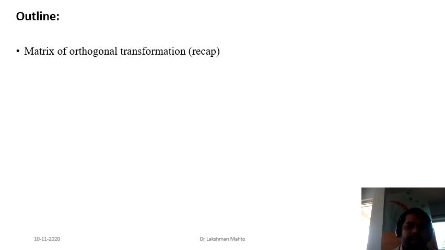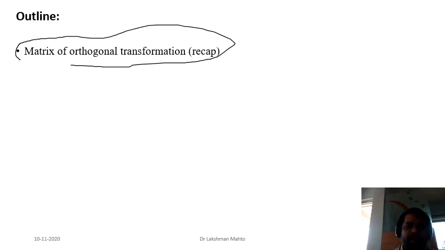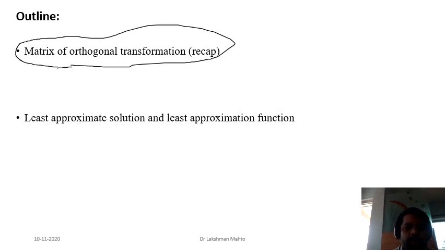So the outline of today's lecture is the following. First, I will give a brief recap of what we discussed about the matrix of orthogonal transformation, because it is needed to establish the least squares approximation. Then I will discuss the least approximate solution and the least approximate function. Both: here you can talk about the solution directly, and here one function, the least approximate function, would come.